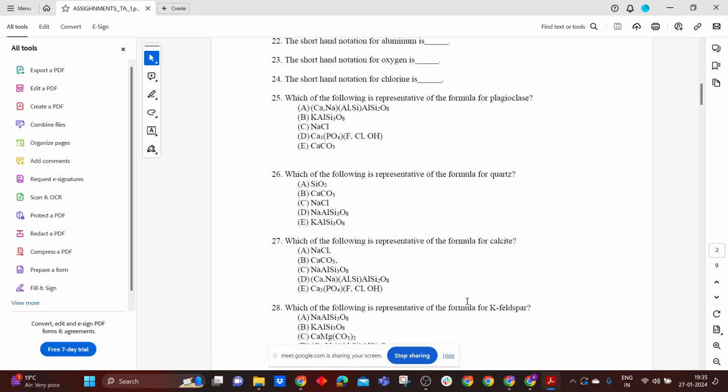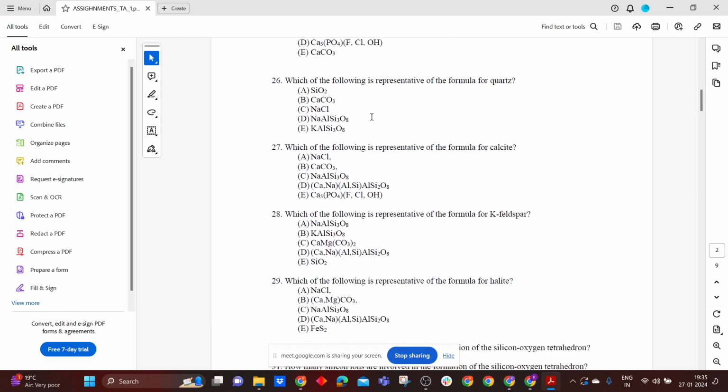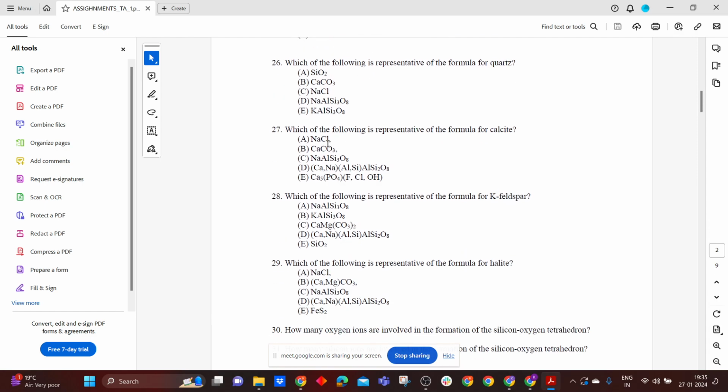can you tell me what is the mineral formula for plagioclase? Which one will it be? KAlSi3O8. Are you sure? Sorry, sir. Plagioclase, sir. Yes. Sir, maybe CaNaAlSi2O8. Exactly. CaNaAlSi2O8. Very good.